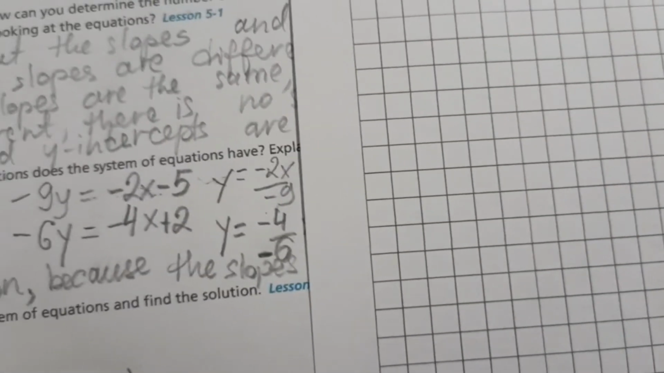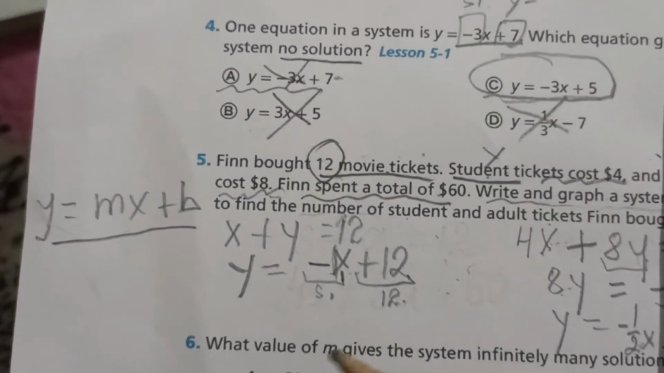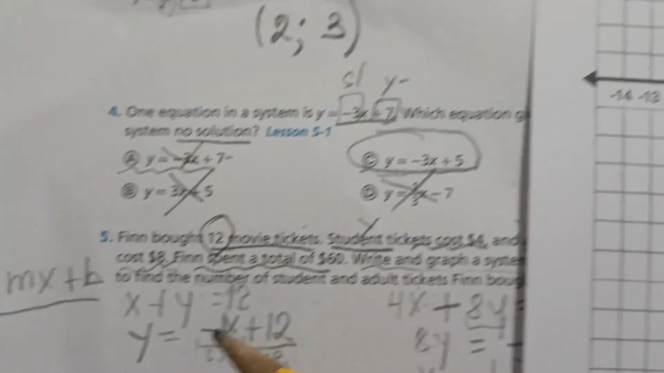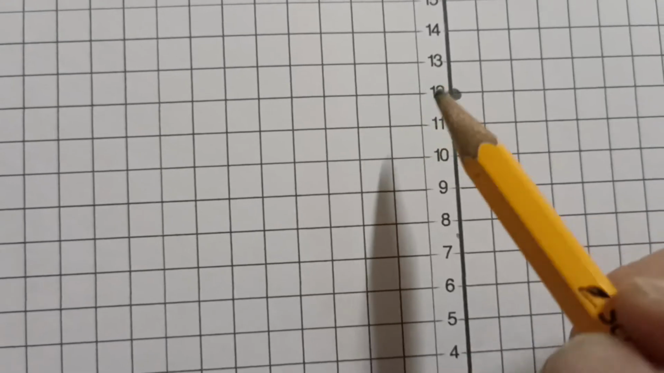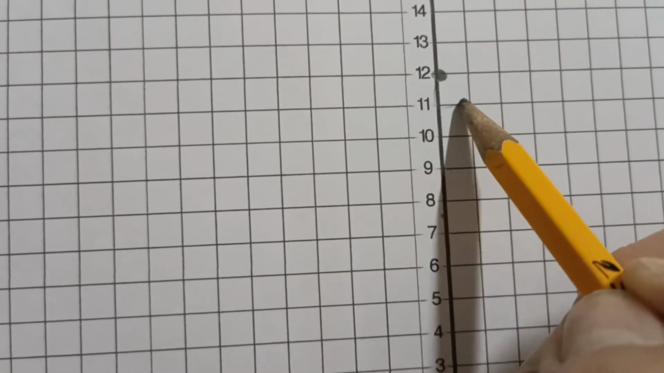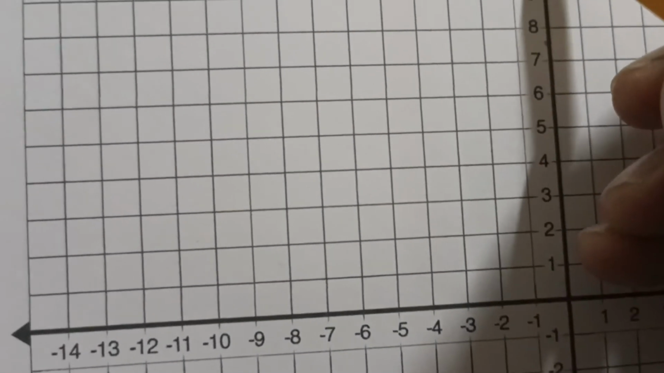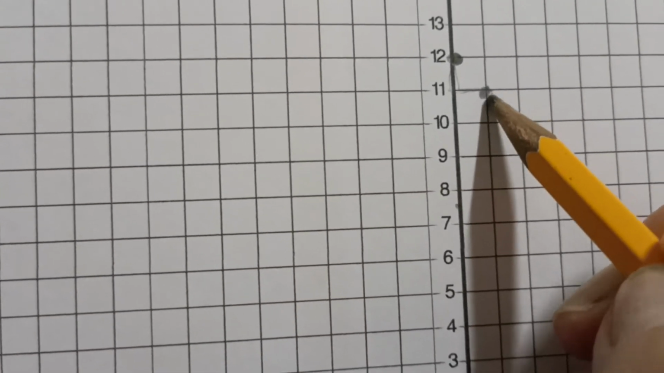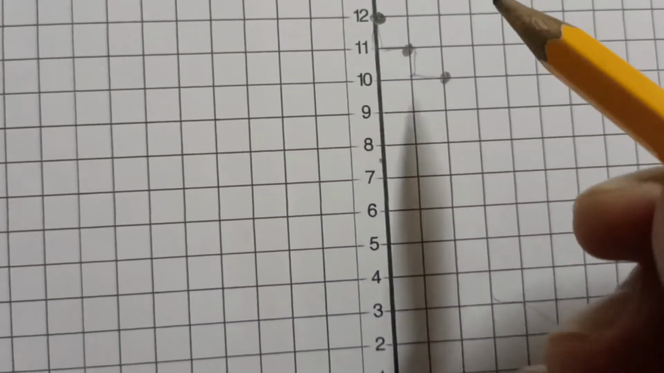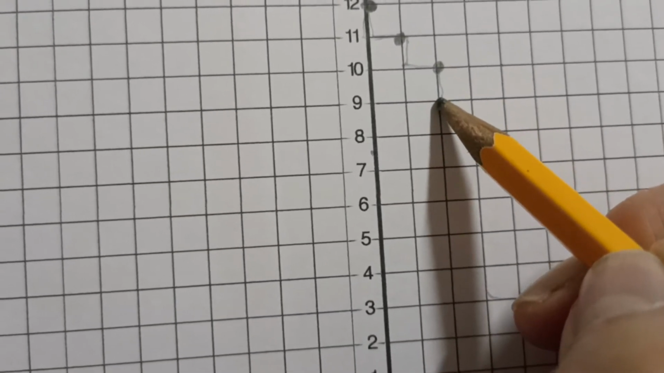Okay, and minus x, that means the slope here is minus 1. That means that we go 1 down and 1 to the right. So let us go 1 down, 1 to the right, put a point, 1 down, 1 to the right, put a point. This is our slope, 1 down, 1 to the right.